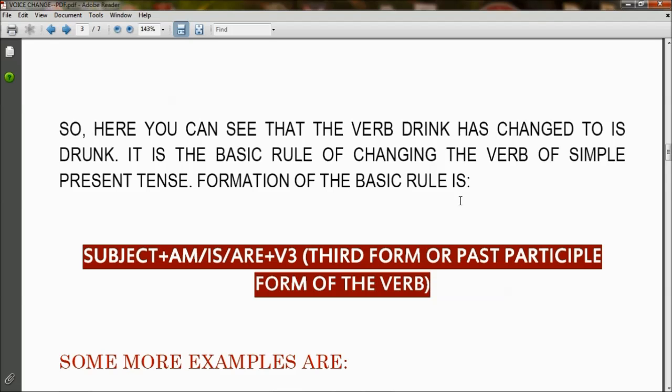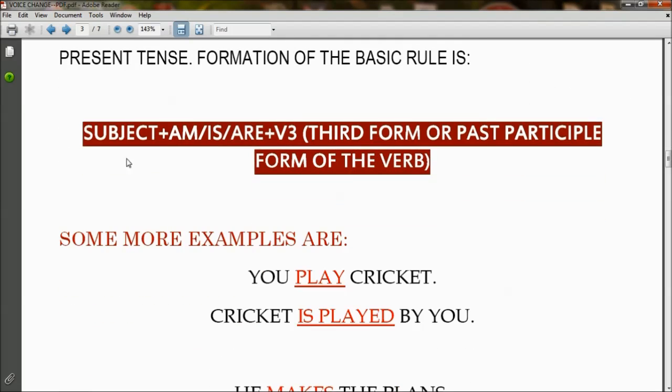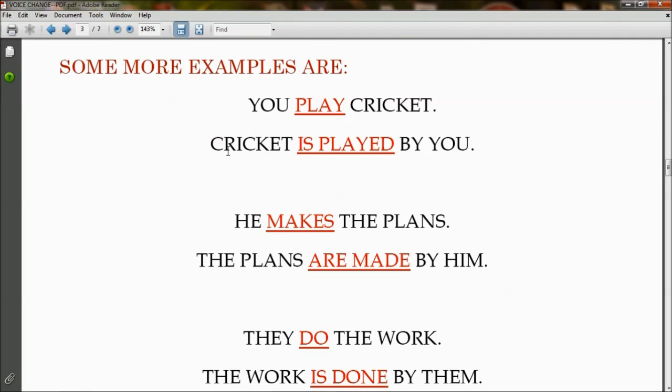It is the basic rule of changing the verb of simple present tense. Formation of the basic rule is subject followed by am or is or are. The use of am or is or are depends on the subject. Then it is followed by V3, which is the third form or the past participle form of the verb.